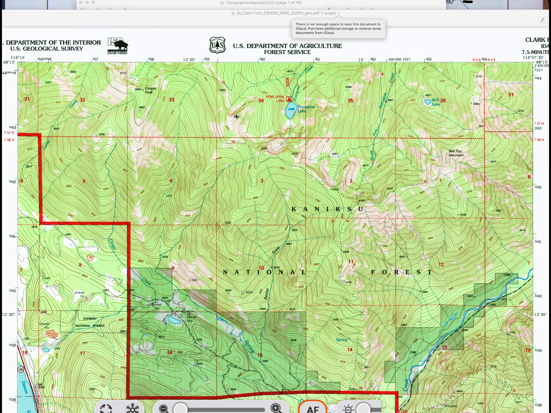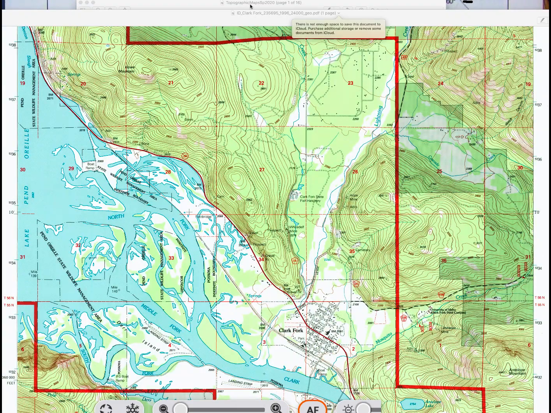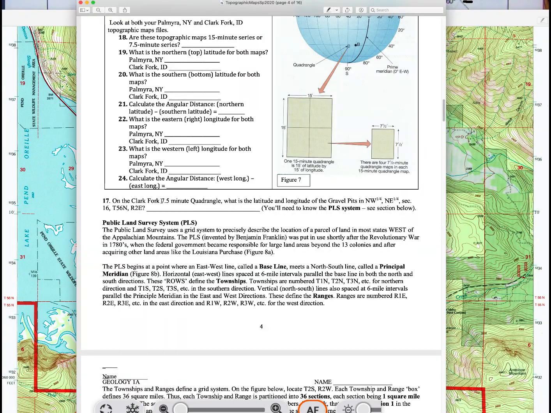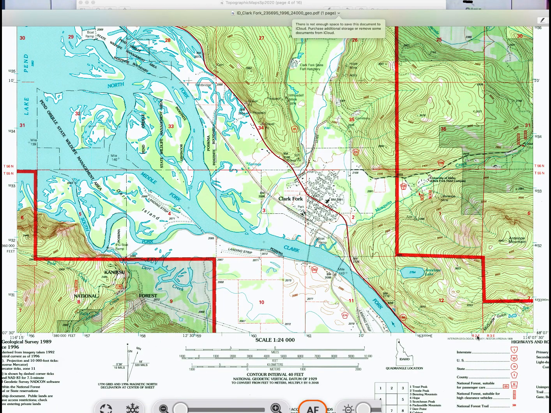All right, so here's the Clark Fork quadrangle, and they're asking us to look at the gravel pits. So if we go back and look at that question, on this Clark Fork quadrangle, what is the latitude and longitude of the gravel pits in the northwest quarter, the northeast quarter of section 16, Township 56 North, range 2 east. So when we look at these, you can see over here, I have the range 55, range 56. So it's going to be to the north over here. And it's going to be range 2 east, and it's section 16. So if I look down at the bottom, I see there's range 2 over here. So it's somewhere in here and to the north of this line.